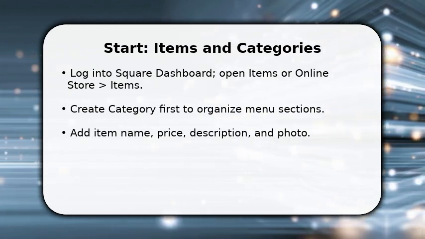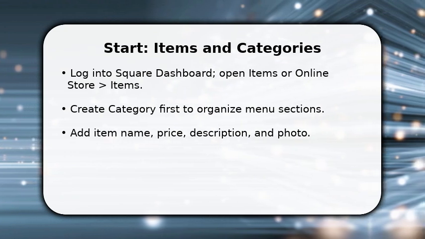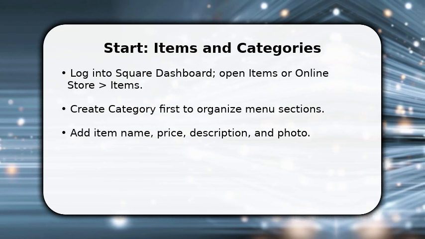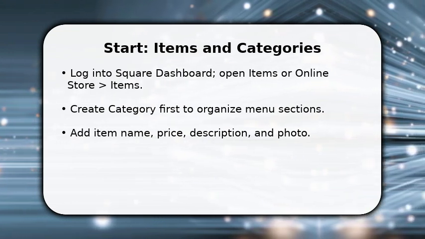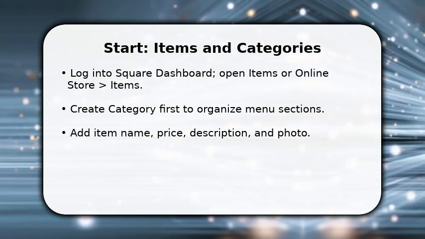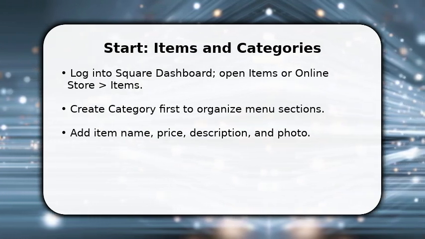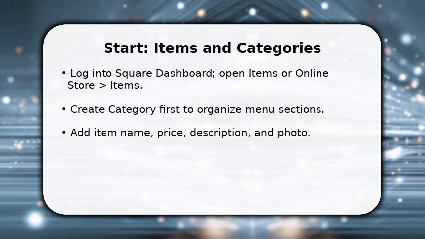Once the category exists, add your first item with a clear name, a precise price, and a short descriptive line so customers know what they get. Make sure to upload a photo to boost conversion. Also enter SKU or item code now so inventory and sales tracking work without extra edits later.